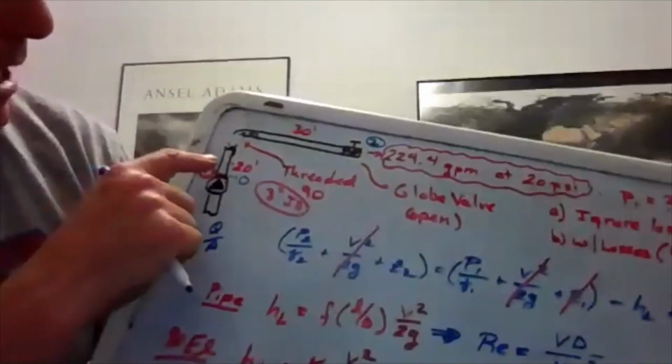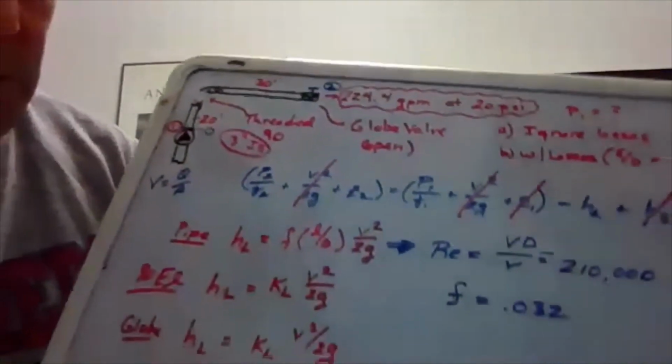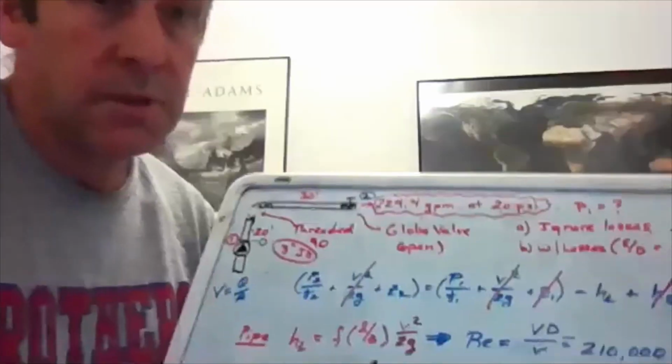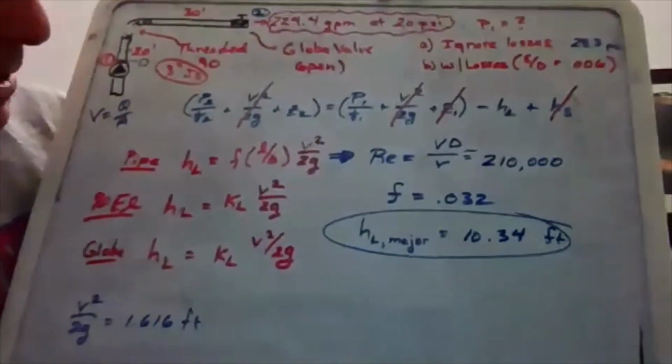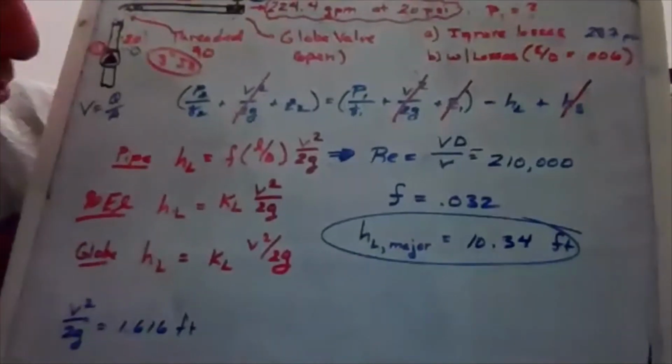And how much pipe do we have? 20 feet here, 30 feet there. We have a total of 50 feet of pipe. All right, in this case, the pipe loss is not insignificant, at least that's what I'm getting, and that's in part because the flow is so turbulent.